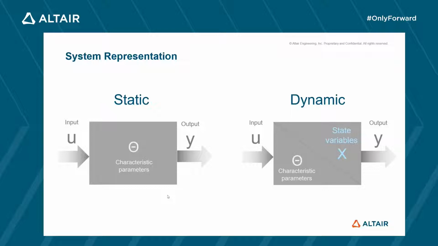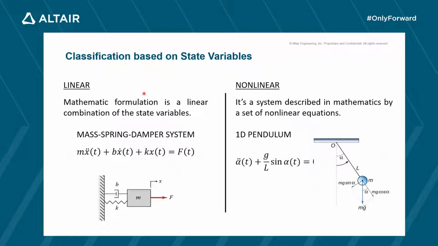So another way that we classify systems, at least dynamical systems, is based on the state variables. So if the mathematical formulation is a linear combination of state variables, as in this case, for a mass spring example, then we say that the system is linear. But if it's described by a set of non-linear equations, then we say that the system is a non-linear dynamical system. In this case specifically, it is non-linear because of the sine function in the case of the pendulum. So that is the non-linearity. And we handle these differently within ROM AI.